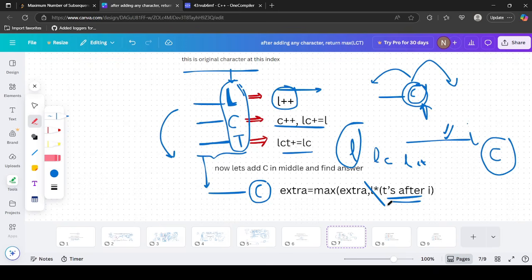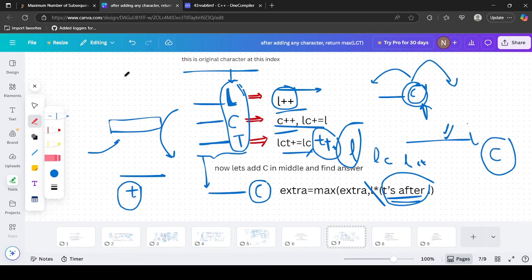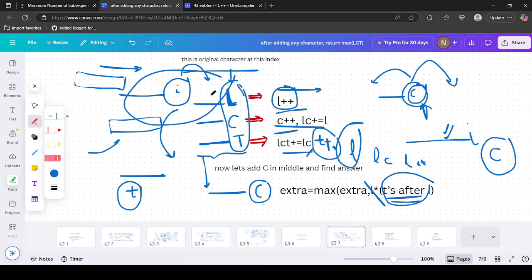How can we get T's after index I? We cannot simply traverse from I+1 to n to get the answer. As we are maintaining the count of LCT, we can count the number of T's we found so far. If we find T, we can do T plus plus, but that gives the total counts before this, and we want T's after this. So initially we maintain a total T variable, traverse the whole string and count the total number of T's in the string. At an index I, till index I we are getting the count of T's also. So after this index we can get the total count of T that we computed before minus the count of T that we computed so far.